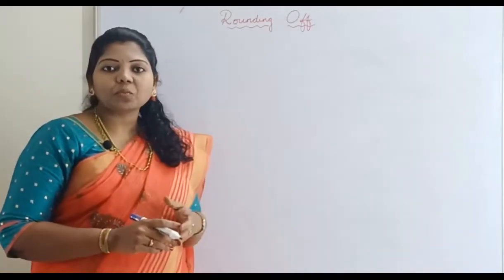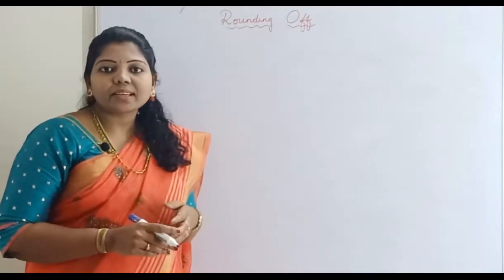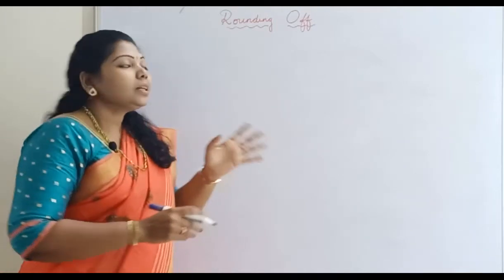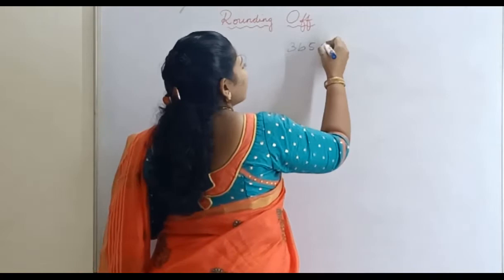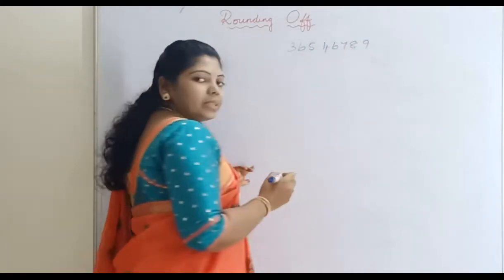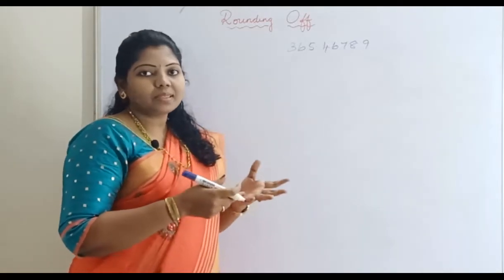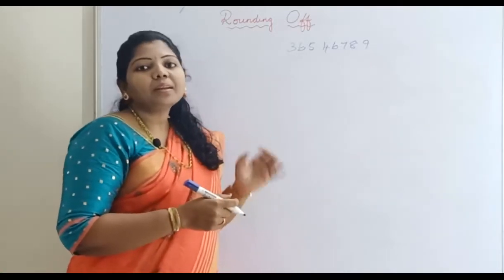What is meant by rounding off? Suppose you are using a calculator and doing calculations. In that calculator you'll be getting so many digits, like 365.46789. A number of digits will be there. So you should know how to round off these digits. It's not needed to write all the digits, so we should round off.